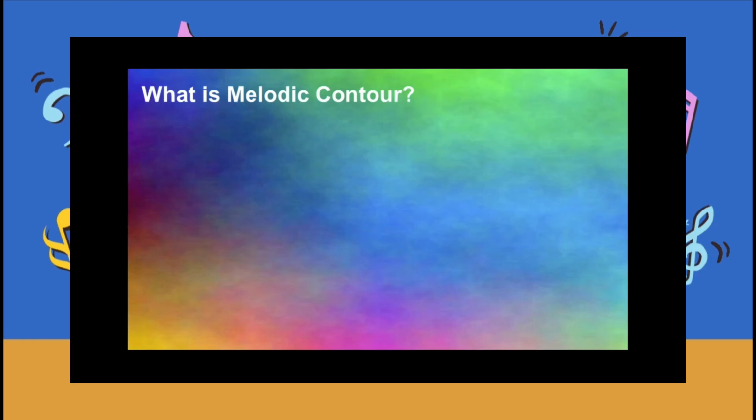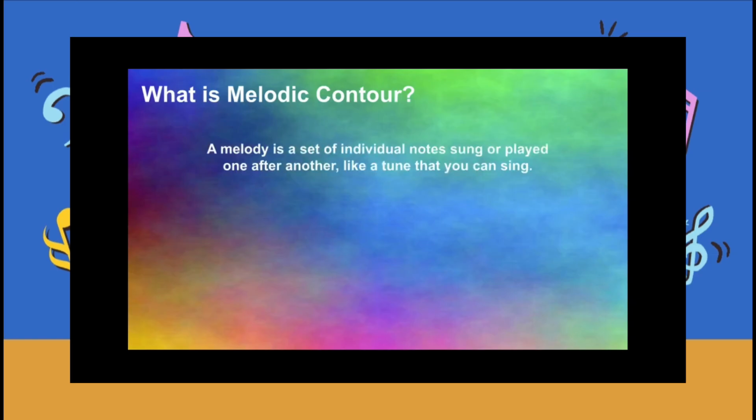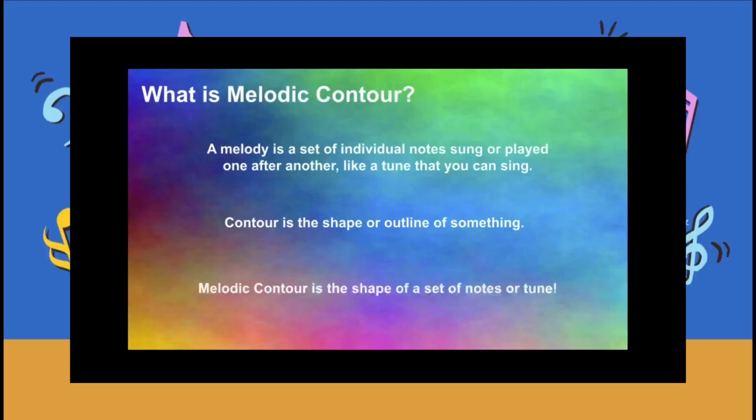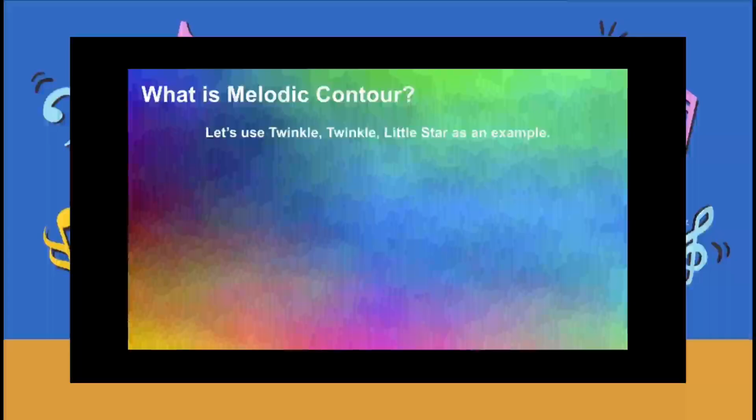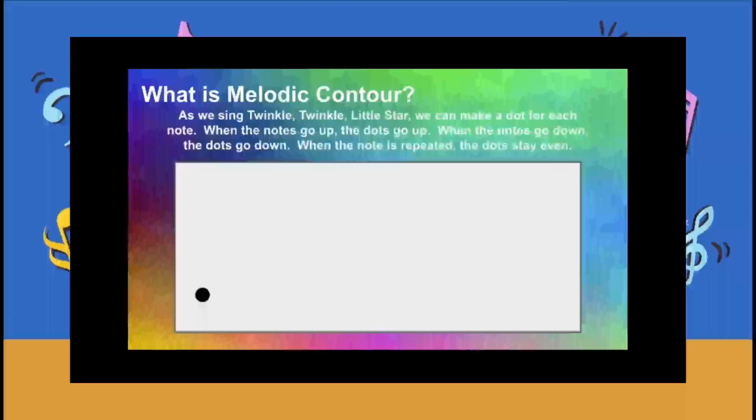What is melodic contour? A melody is a set of individual notes sung or played one after another, like a tune that you can sing. Contour is the shape or outline of something. Melodic contour, then, is the shape of a set of notes or tune. Let's use Twinkle Twinkle Little Star as an example.